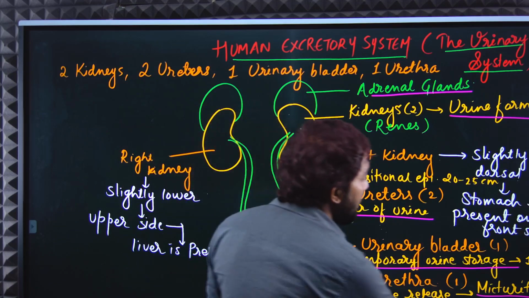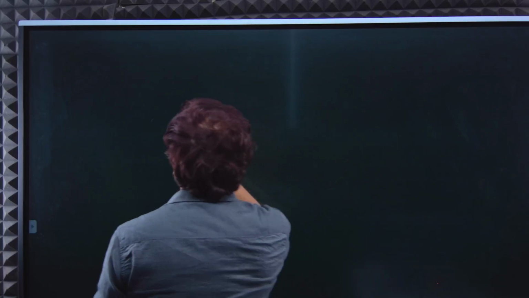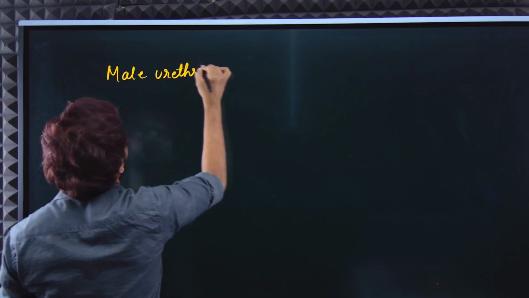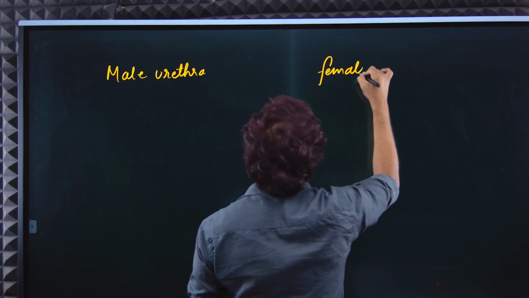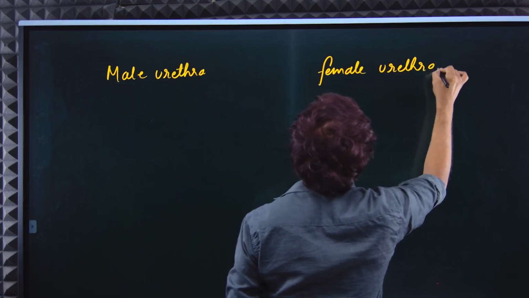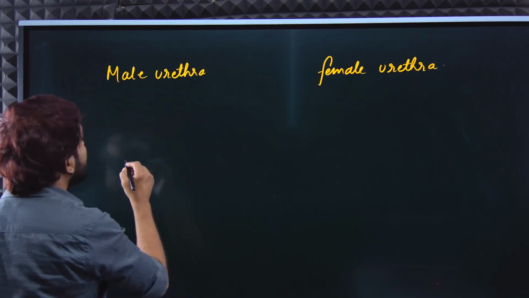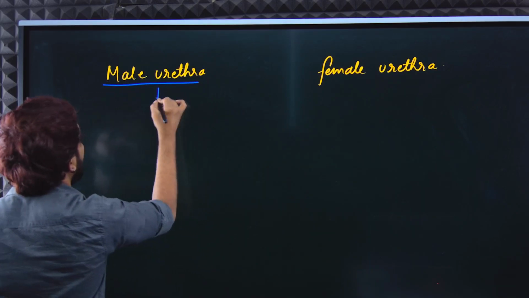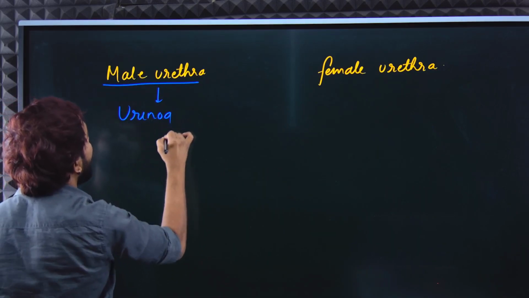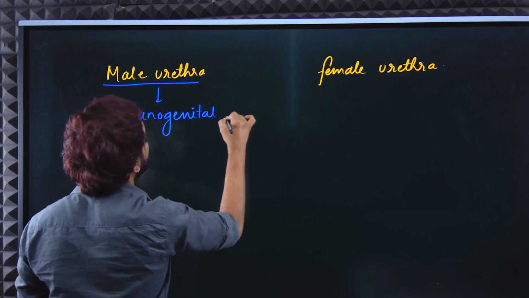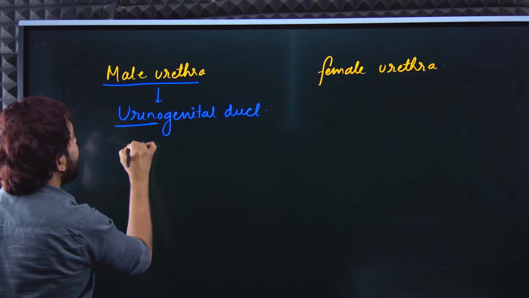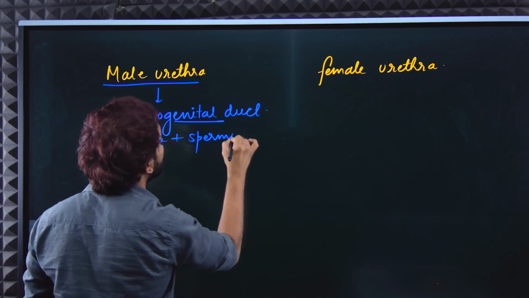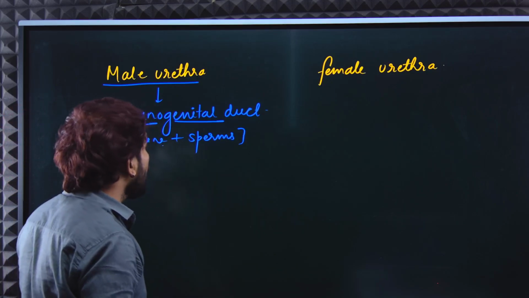When it comes to the male urethra and the female urethra, in males, the urethra acts as the urinogenital duct. That means it is going to carry the urine as well as the sperms. Urine plus sperms, both it is going to carry. That is why it is called urinogenital duct.